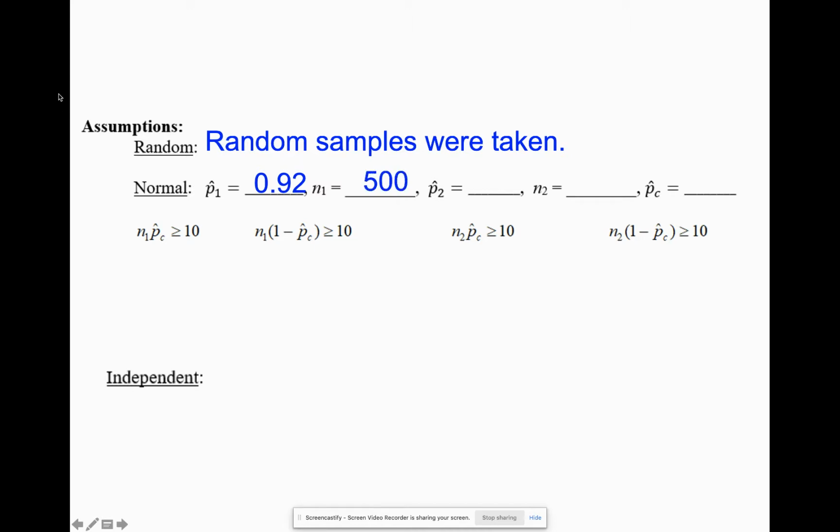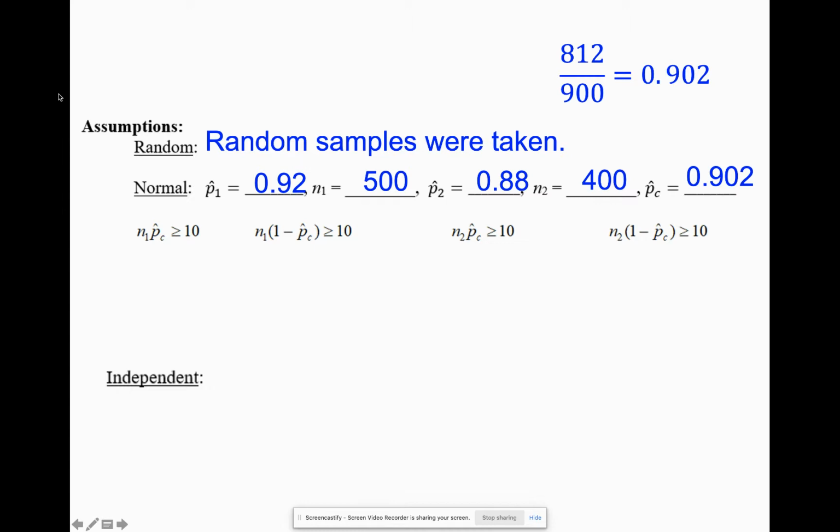We have a sample of 500 students or graduates from Michigan selected. P hat 2 is 352 out of 400, which gives us a value of 0.88. The sample there again is 400. And now for the combined proportion, we take 812, which is the total number of graduates that got jobs, 460 plus 352 gives us 812. We had a total sample size of 900, 500 and 400 from the two schools. And when we divide that, we get 0.902, which is our combined proportion.